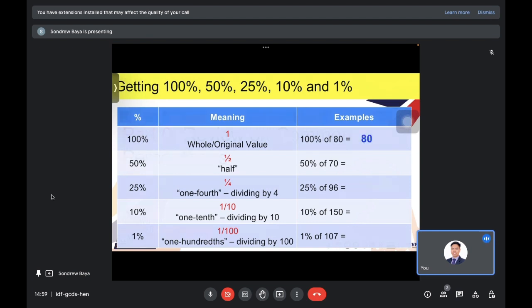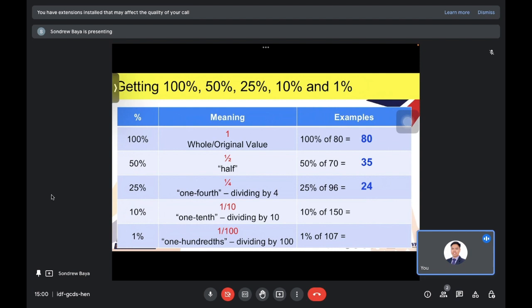Now, 50% of 70. Remember, 50% is half. So half of 70 will just be 35. 25% of 96. 25% is simply 1/4, or it's just the same as dividing by 4. Hence, 25% of 96 will just be 24.